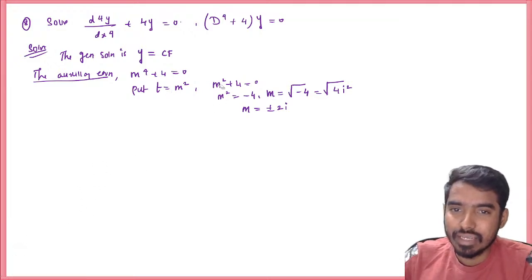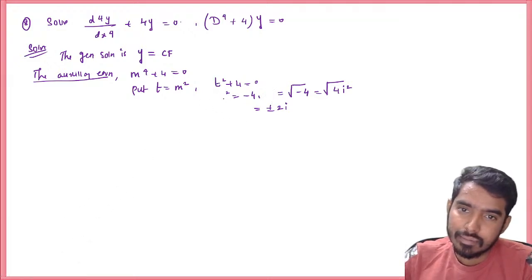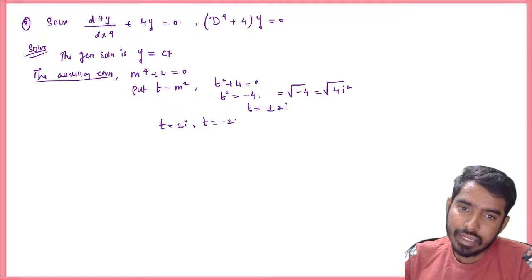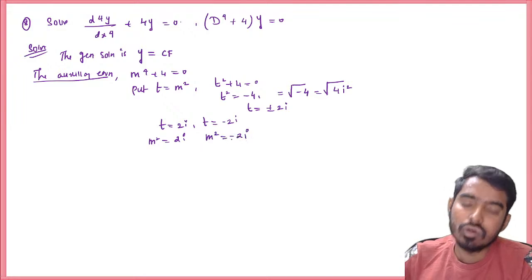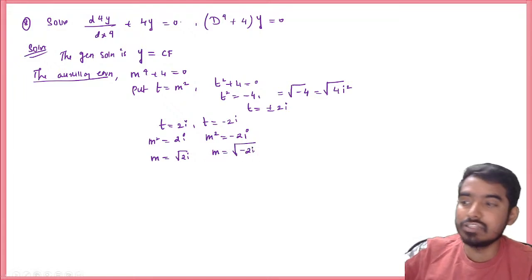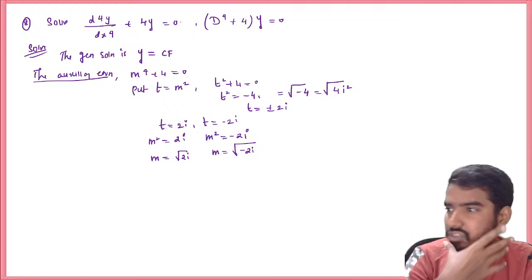Put t is equal to m square, so t square, t is equal to plus or minus 2i. That means t is equal to 2i or t is equal to minus 2i. Now replace t is equal to m square. m square is equal to 2i or m square is equal to minus 2i. So m is equal to square root of 2i and m is equal to square root of minus 2i, right? I made some mistake.